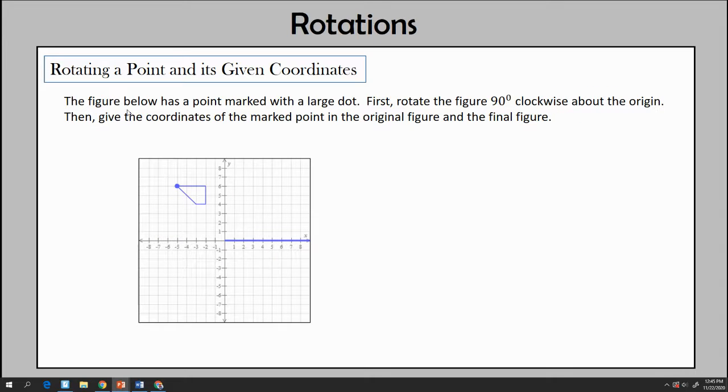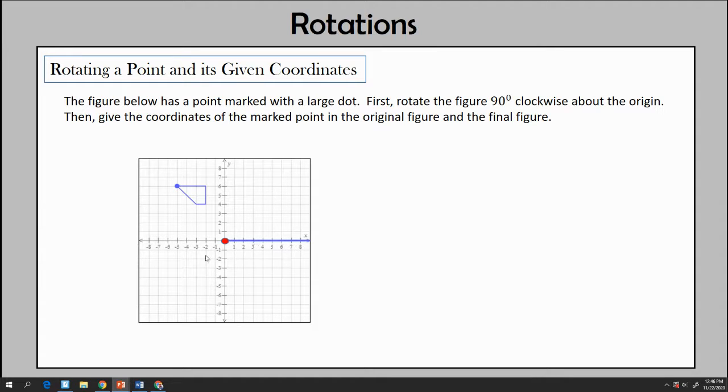All right, let's do another one here. We have a figure in the coordinate plane, this one in the second quadrant. We're going to rotate it this time 90 degrees clockwise about the origin, and then give the coordinates of the original marked point and then the new marked point. If I'm going to go clockwise, think about taking this blue line and rotating it down this way. We stick a pin in the middle of it here, and we turn our paper so that we get this blue line down here. That's 90 degrees clockwise, right?